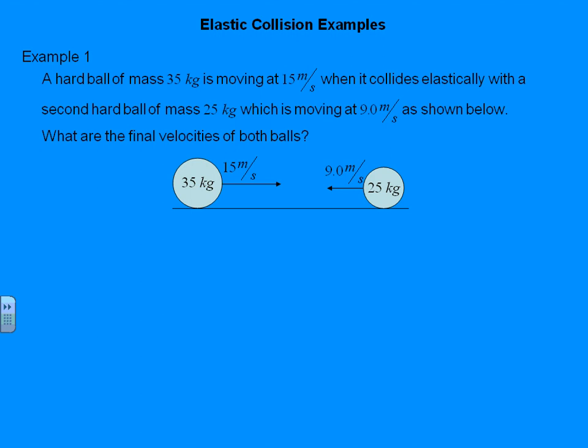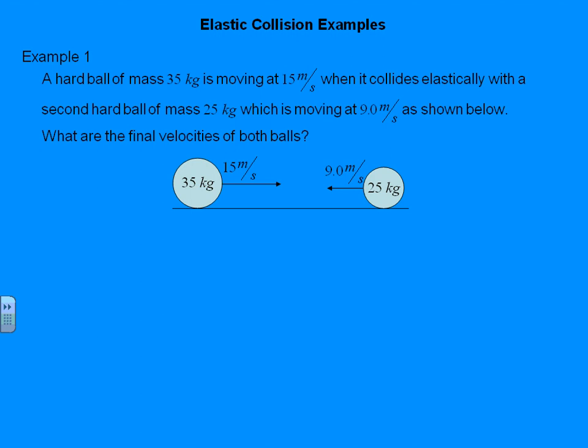So elasticity is never something that you would assume. Right? You would never assume a collision is elastic. You either need to be told that it's an elastic collision, or you need some evidence, like the initial kinetic energy and the final kinetic energy are the same. Right? But in the examples we are going to do today, they are all going to be relatively elastic collisions.